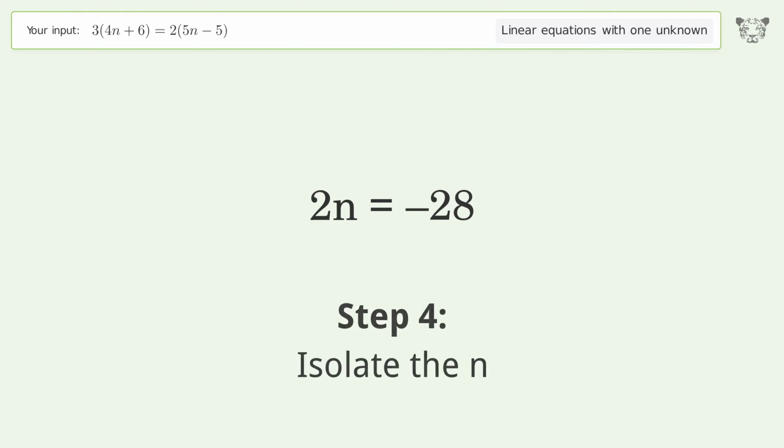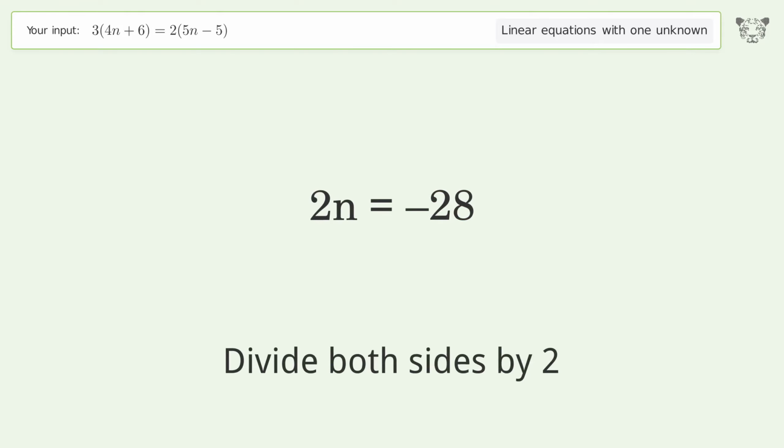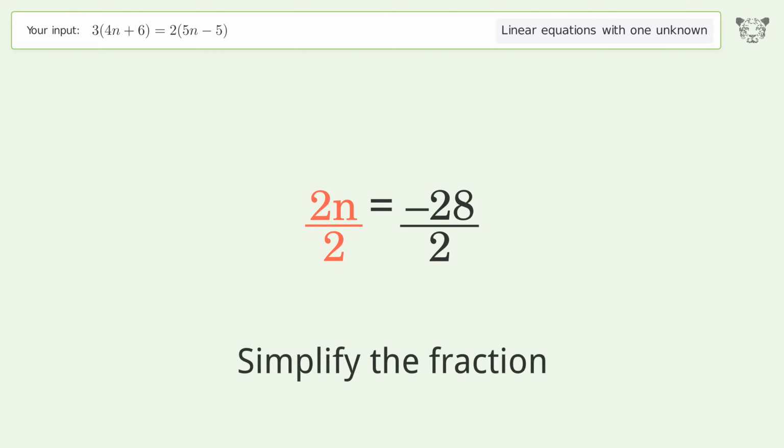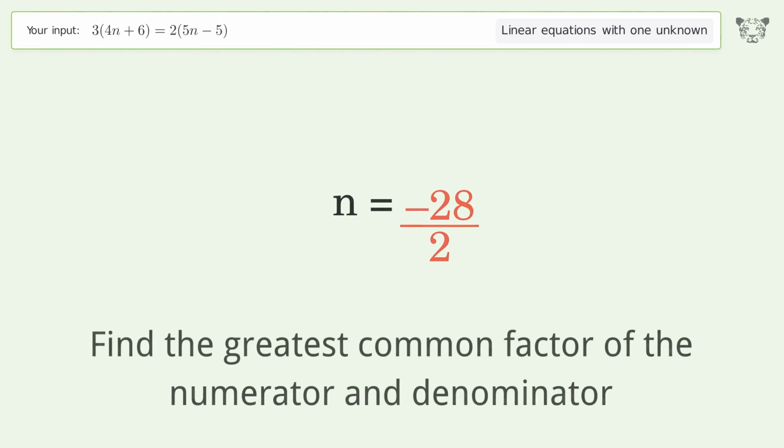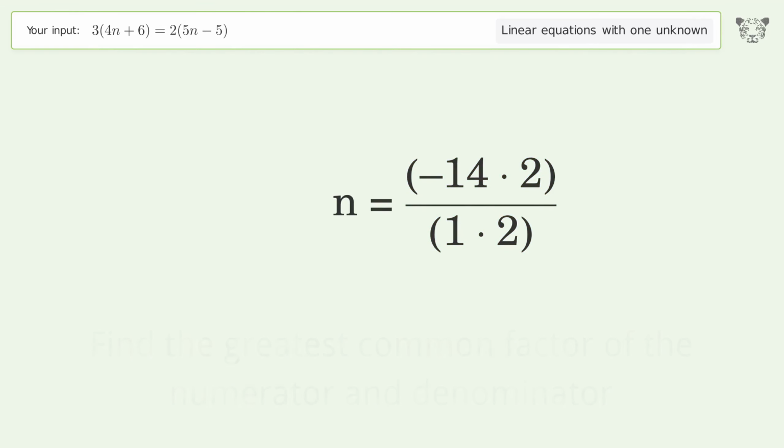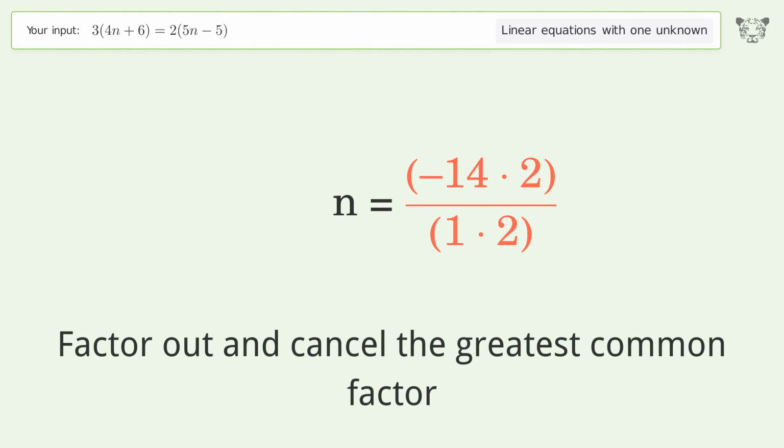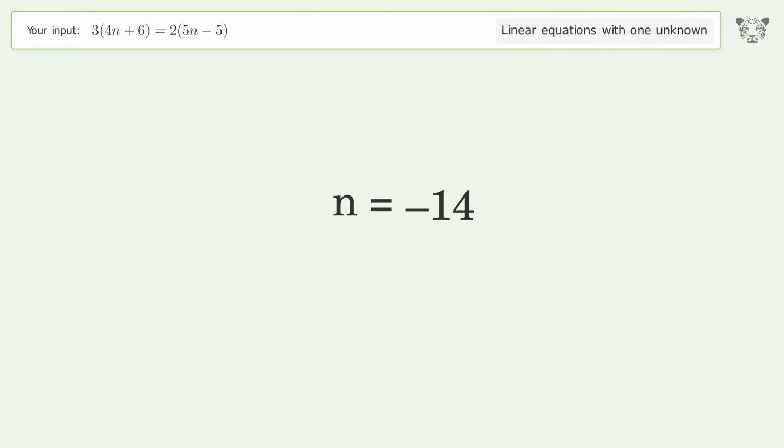Isolate the n. Divide both sides by 2. Simplify the fraction. Find the greatest common factor of the numerator and denominator. Factor out and cancel the greatest common factor. And so the final result is n equals -14.